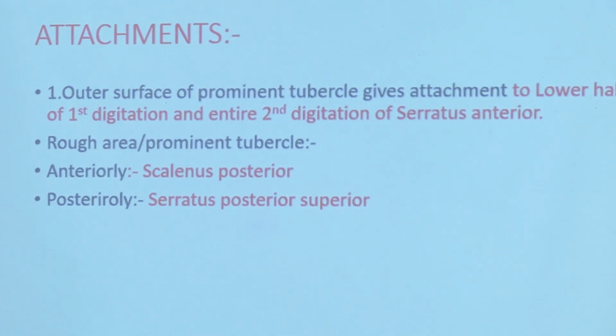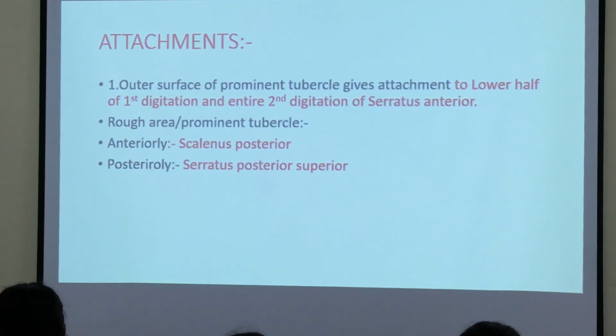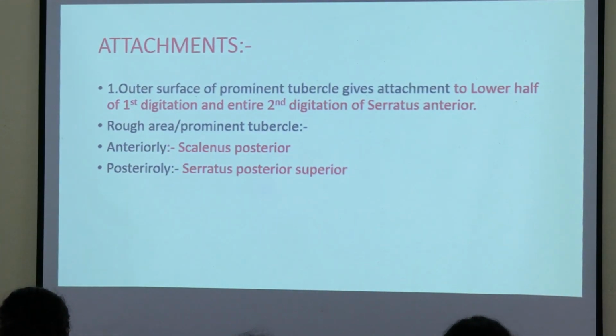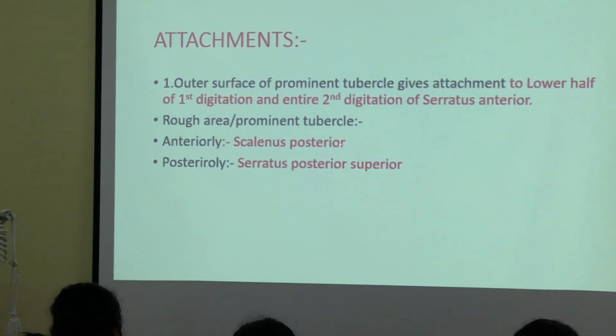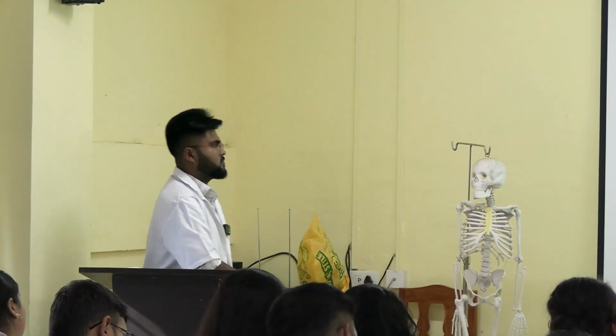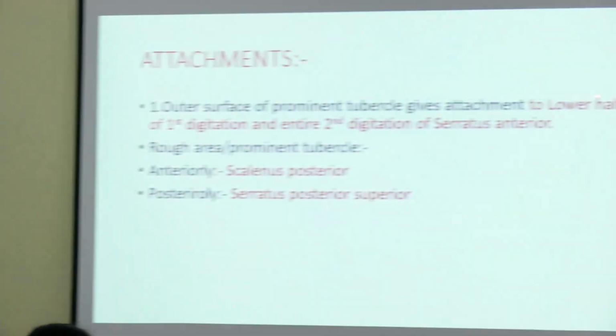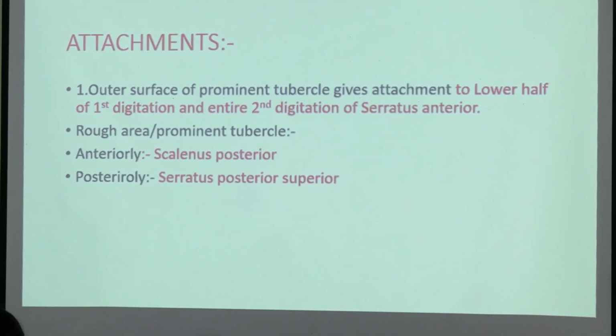The outer surface of the prominent tubercle gives attachment to the lower half of the first digitation of the serratus anterior and the entire second digitation of your serratus anterior muscle. And behind the rough and prominent tubercle, anteriorly Scalenus posterior muscle is attached, and posteriorly serratus posterior superior muscle is attached. So serratus anterior muscle has 8 digitations. Okay, the first one is attached to your first rib. The upper half of the first digitation is attached to your first rib, and the lower half of the first digitation and the entire second digitation are attached to this second rib.